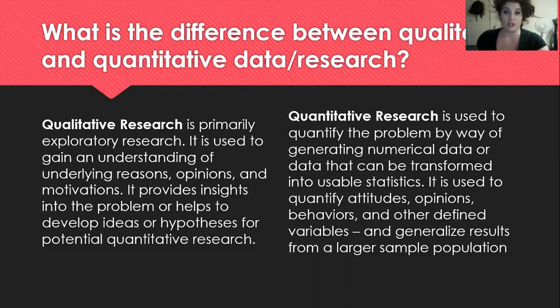Quantitative research is used to quantify a problem and its answers using numerical measurable data. So it's often collected and transformed into statistics. It can help quantify, so measure attitudes, opinions, behaviors, and other variables. So qualitative is about the quality of something, what it's like to, and describing. Quantitative is measuring and looking at how much.